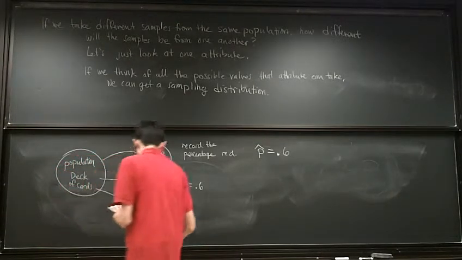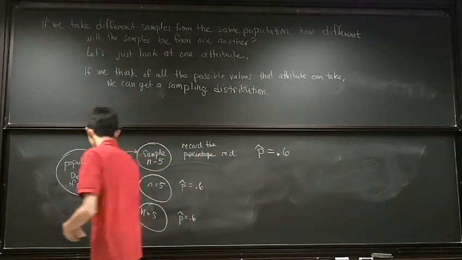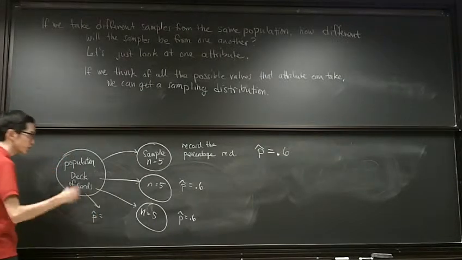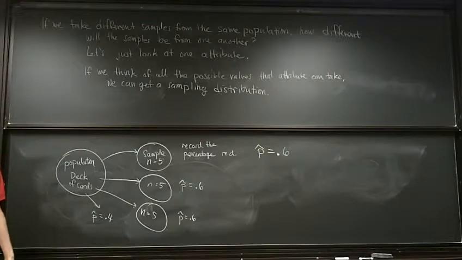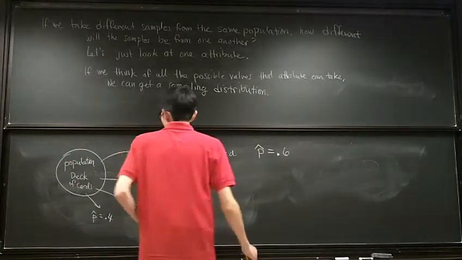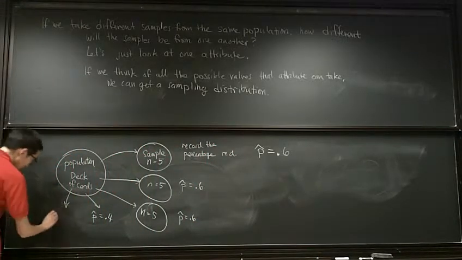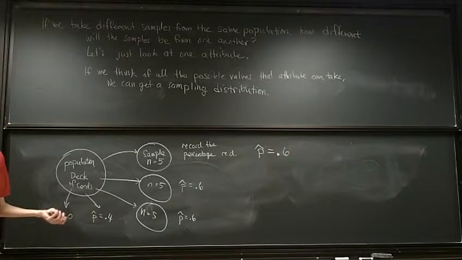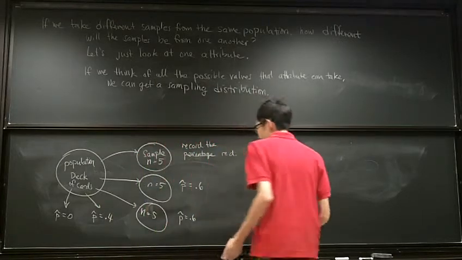So here I got p hat as 0.6. But we could imagine if I did this again, I could get 2 red and 3 black, so I would get a p hat of 0.4. What else could I get? I could get no red. It probably won't happen as often, but it's certainly possible. And so I could get p hat equal to 0 if I get no red. What else might happen?